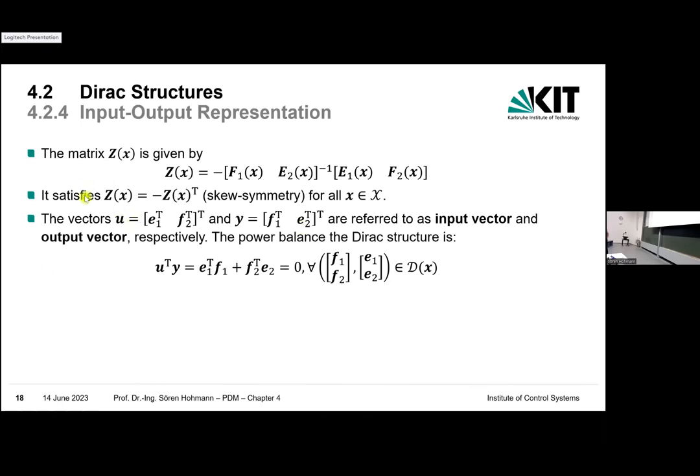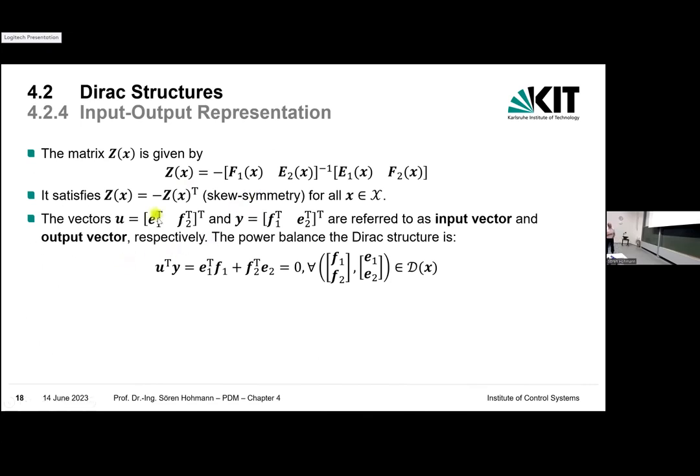There is an interesting property about this matrix. You can check it at home, even if it's not so complicated. You will find out that Z is equal to minus Z transpose, which is called skew-symmetric. This helps with various calculations later on. If you want to find out some theoretical properties about the Dirac structure itself, this helps us for that. So it's perhaps interesting to know.